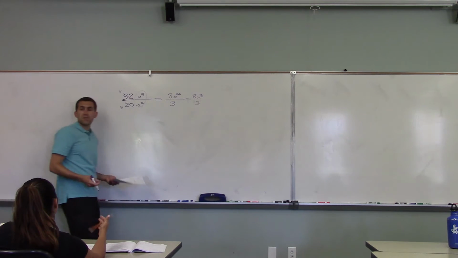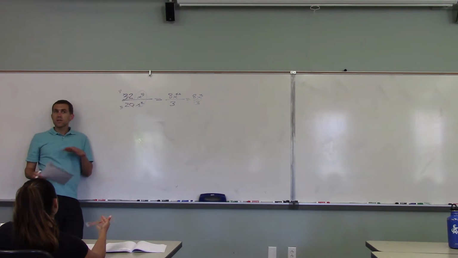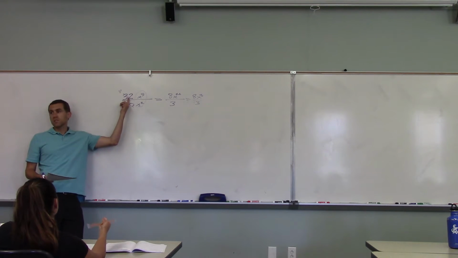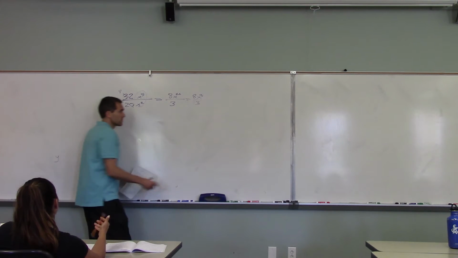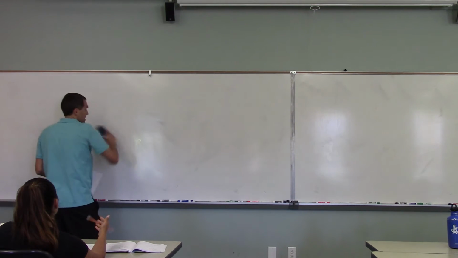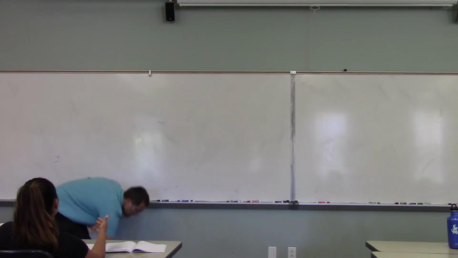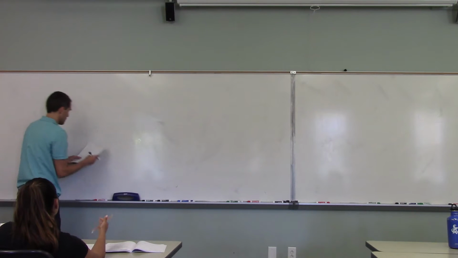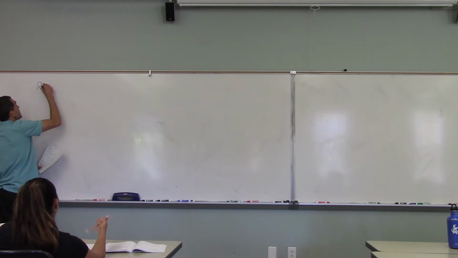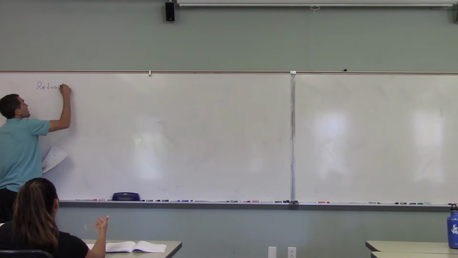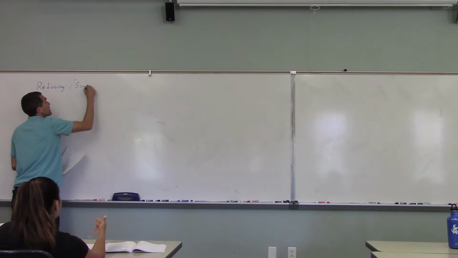So you could be left over with numbers on the bottom, but we're not going to deal with x's or y's or variables left over on the bottom. It's like reducing a fraction. It can stay as a fraction, so there might be numbers left on the bottom. But the exponent on top will always be either greater than or equal to the one on the bottom. All right, so that's what we're talking about next. Reducing, simplifying.